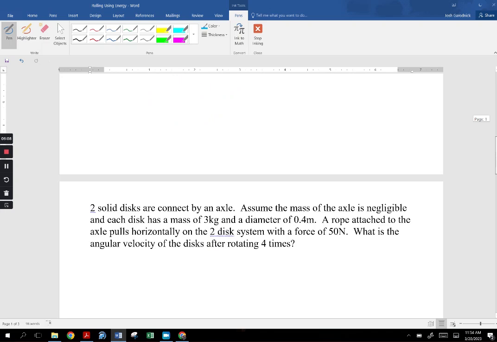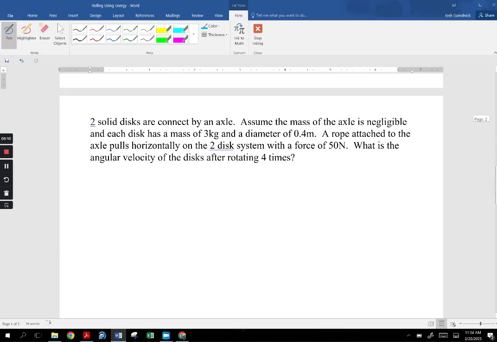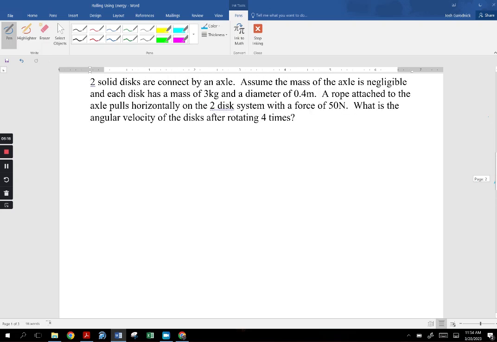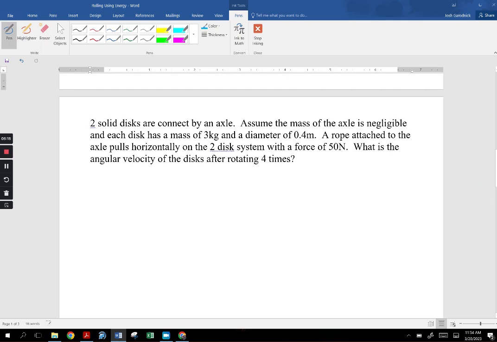All right, let's look at this. We've got two solid disks connected by an axle that has no mass, apparently. And there's a rope that pulls horizontally on the two-disk system with a force of 50 newtons. What is the angular velocity after it rotates 4 times? Okay, this is a very specific problem that was chosen for a reason.